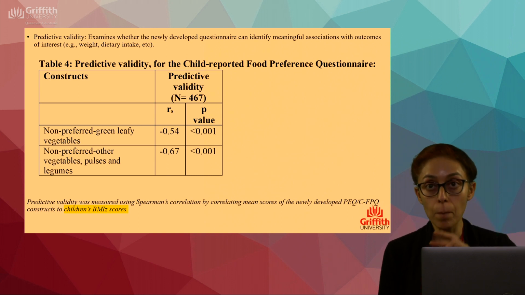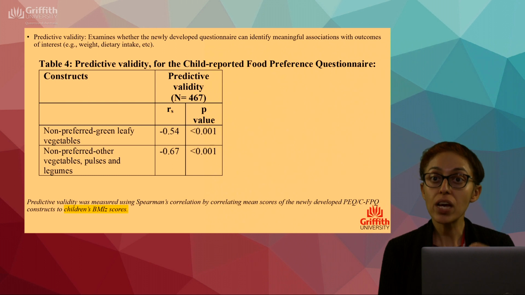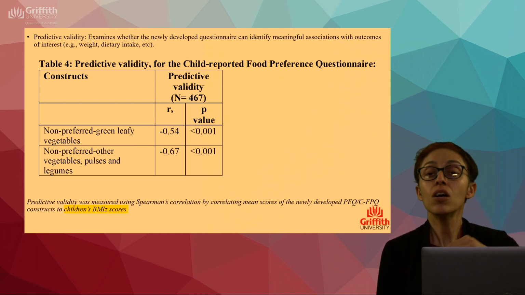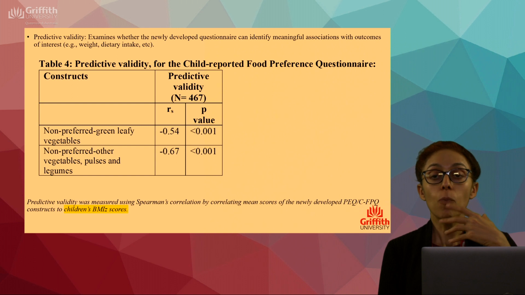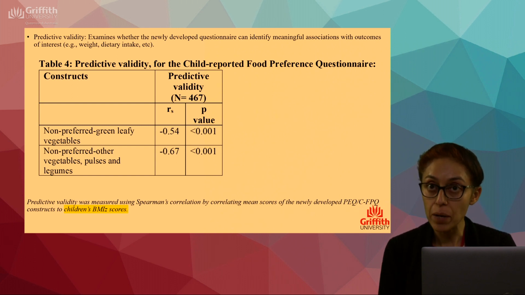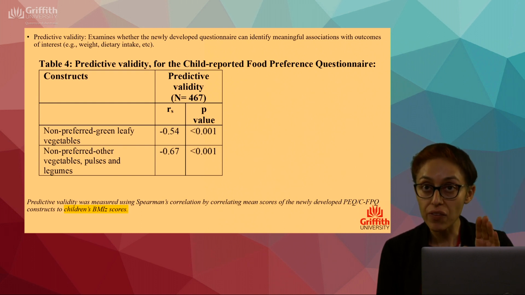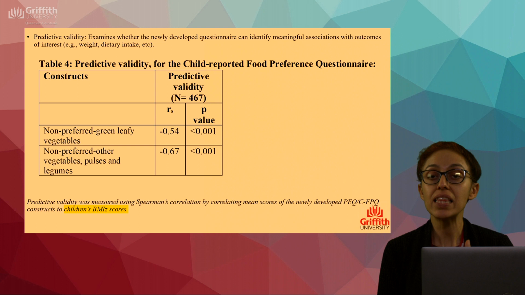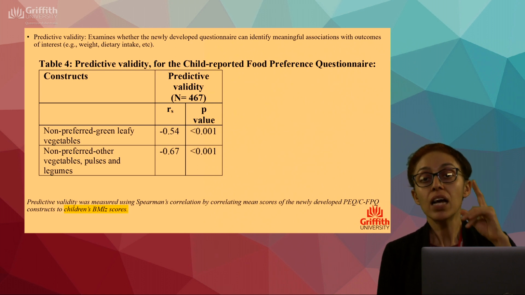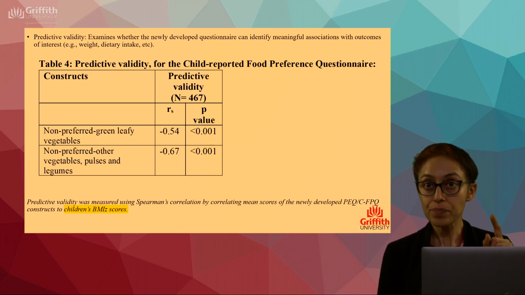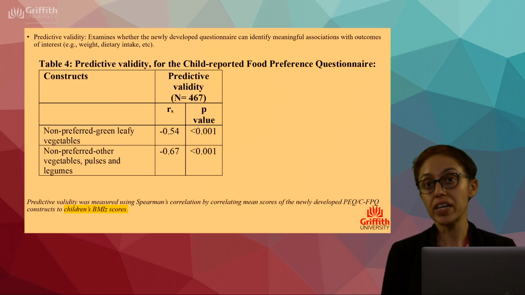Do you see what the term predictive validity therefore implies? Okay, with predictive validity, it tells me that yes, your questionnaire can give you a meaningful association with dependent variables. So my questionnaire over here is the independent variable, and the weight status of the child, which is BMI Z score, is the dependent variable. My questionnaire is telling me that if the children in your study say that they hate eating dark green leafy vegetables, they are likely to be underweight. Okay, so that is what predictive validity is.